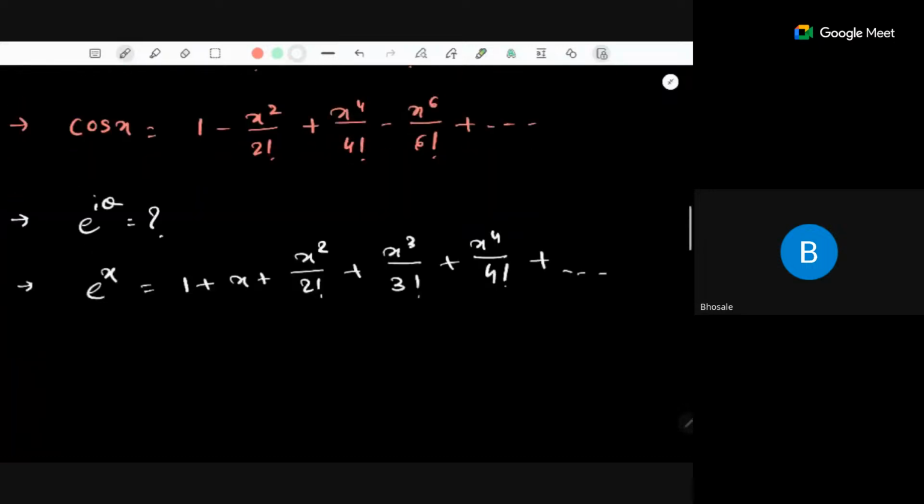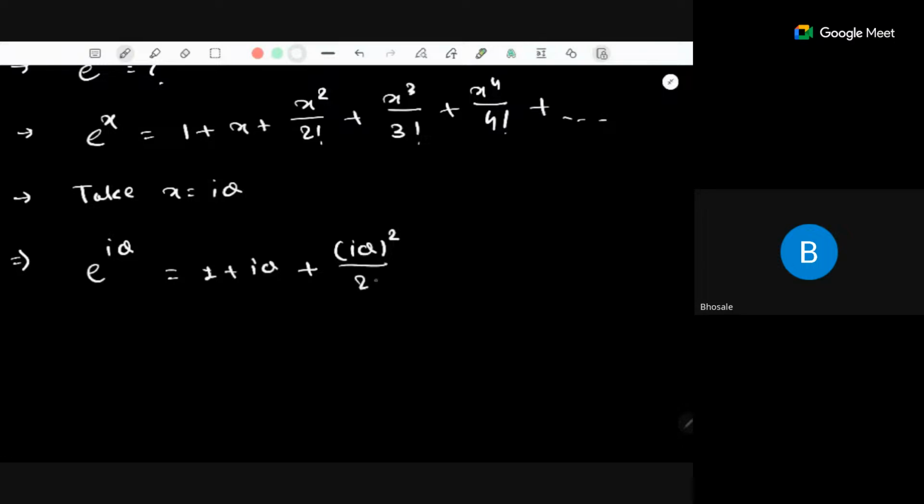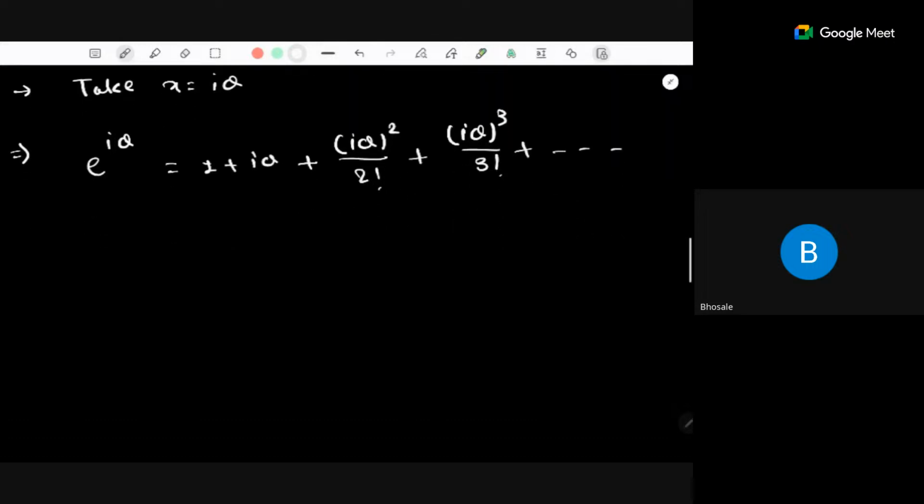Now what we will do, in place of x we will substitute iota theta. So we will take x equals iota theta, where theta is any angle, you can consider it to be any real number or any angle. Then this implies that e to the power iota theta is nothing but 1 plus iota theta plus iota theta the whole square by 2 factorial plus iota theta the whole cube by 3 factorial plus and so on, right? But we know some identities about the number iota.